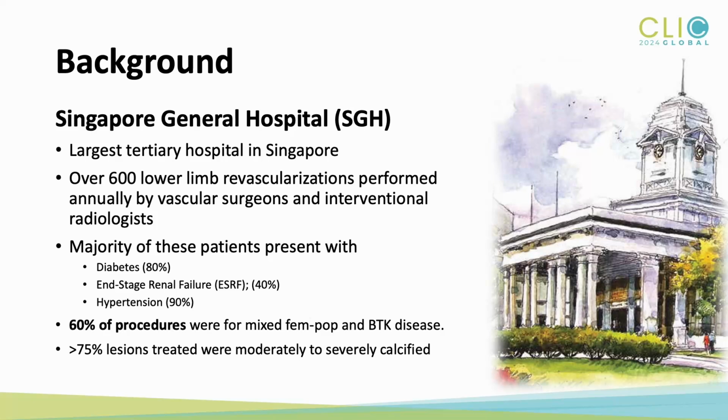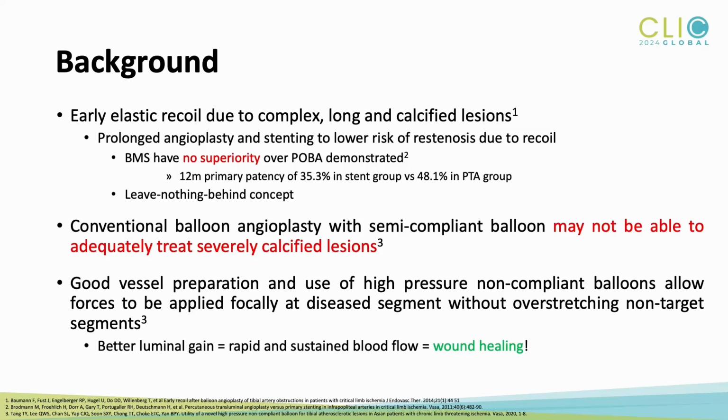So the majority of patients we treat will be diabetic, have ESRF, and hypertension. Most of our patients, like the ones you see up on the screen, have mixed FEMPOP and BTK disease, and most of them have severe calcifications. In this group of patients, there are complex, long, and calcified lesions, and they respond poorly to angioplasty alone.